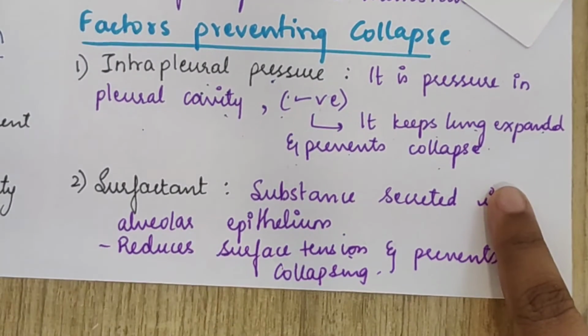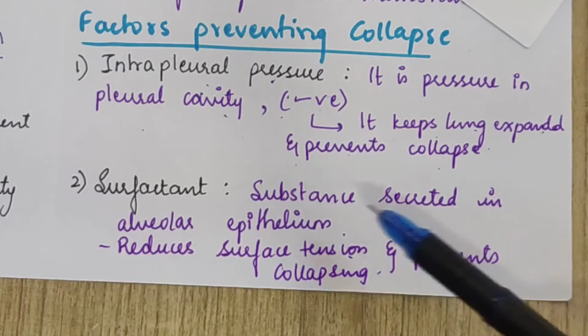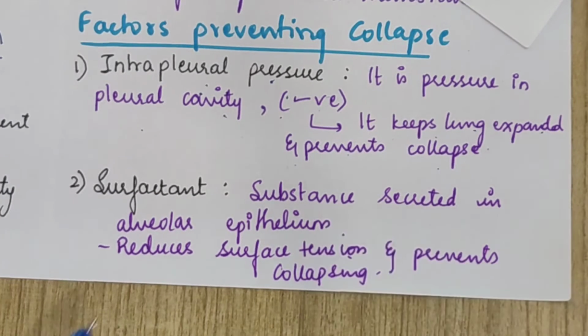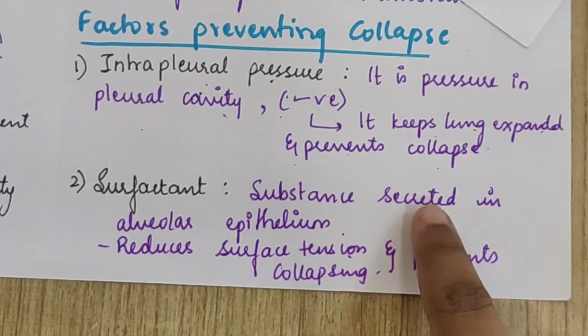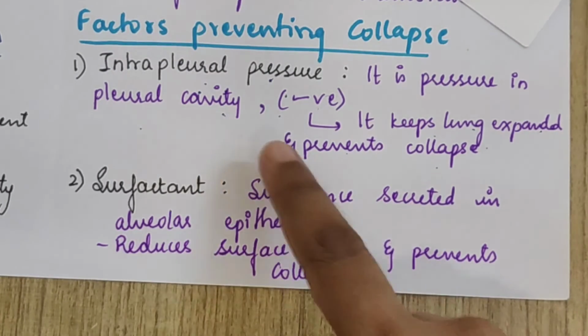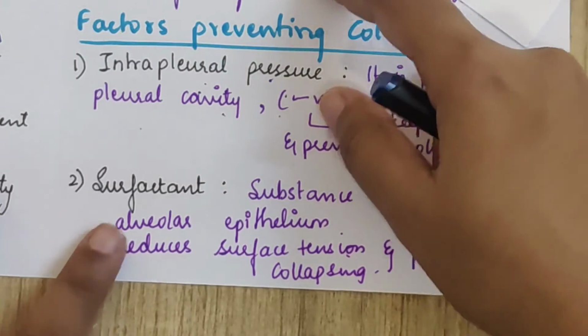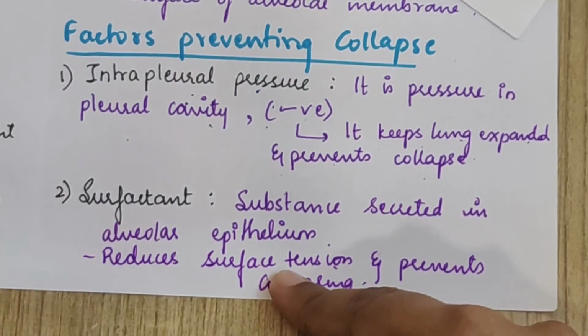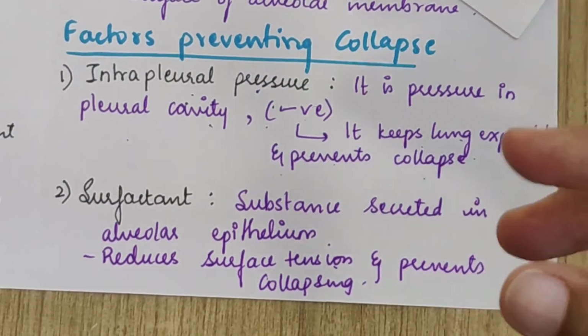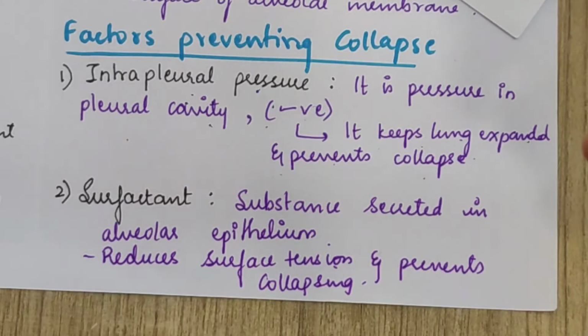Now we come to the surfactant. It is a substance secreted by the alveolar epithelium, correct? Now we know about the surface tension. It is caused by the fluid around the alveolar epithelium. Now the lungs make a special substance which is secreted, called the surfactant. This reduces the surface tension. As we know, surface tension is present, and that is reduced by the surfactant. This surfactant keeps the alveoli open, making it easier to breathe and preventing lung collapse.